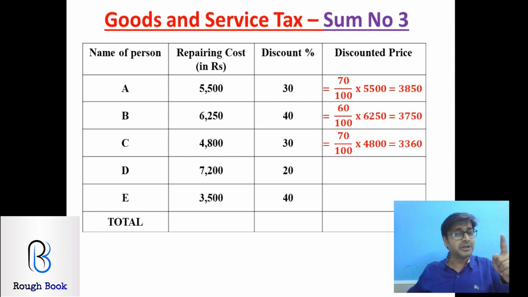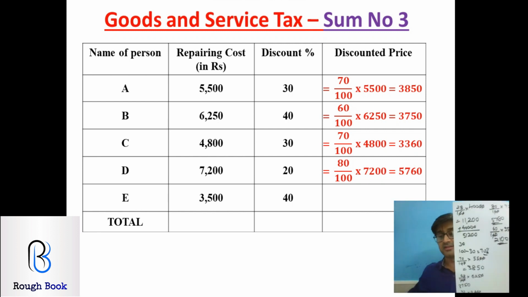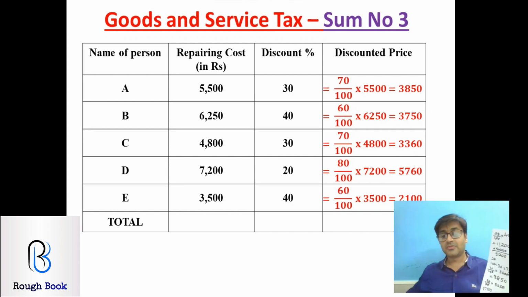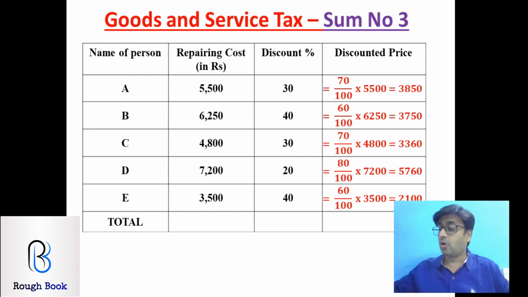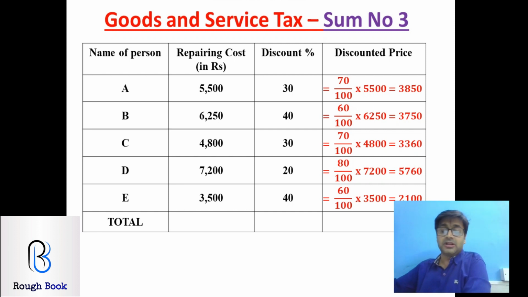Are you matching my speed by any chance? Brilliant if you're doing that. So 5760, that's correct. Let's go with the last part, 40% for 3500. So we will calculate 60% for 3500. Let's see if you're matching my speed of calculation. So is it 2100? Did you manage to get the same? 2100? Super.